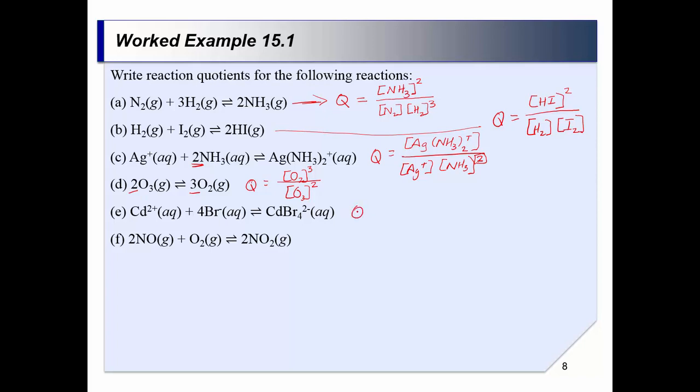For E, we have no coefficient, so we don't raise it to a power. But for the bromine, that gets raised to the fourth power because the 4 is the coefficient. And for F, product, reactant.